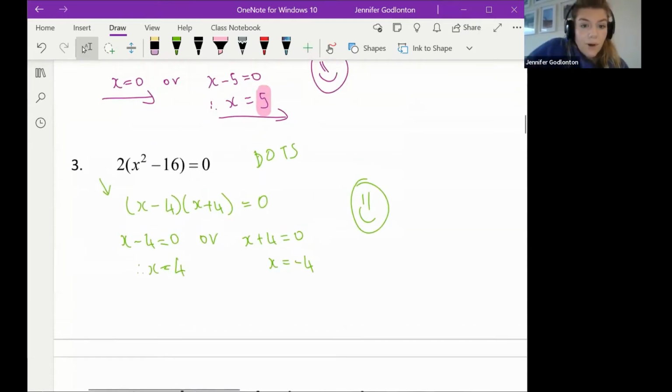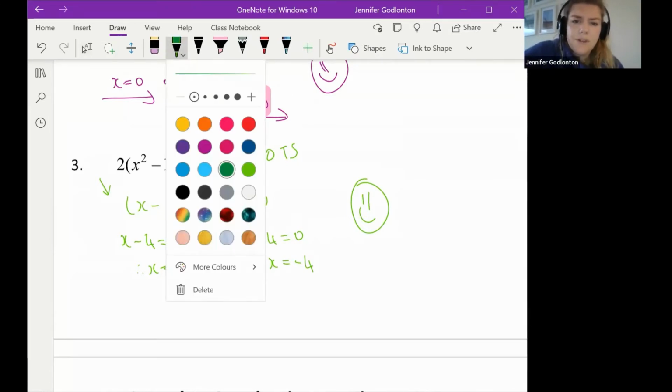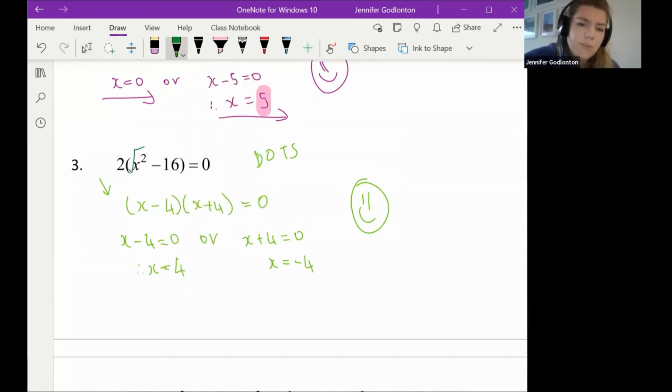Where did the 4 come from? So when we do dots, what we do is we square root this first term, and that's going to go at the beginning of both of our brackets. And then we square root our second term, and that goes at the end of both of our brackets. And we have a minus, and we have a plus. That's what happens when we do dots.